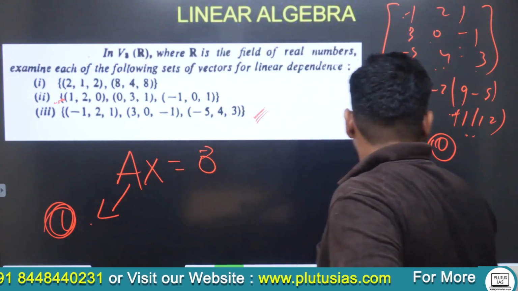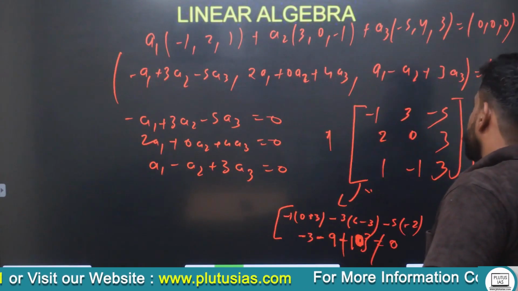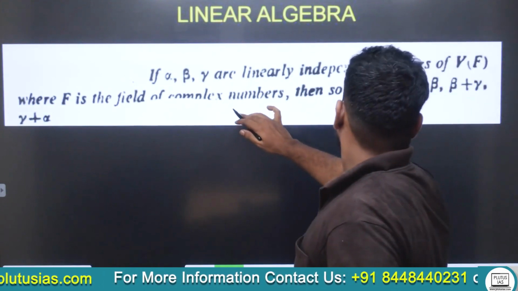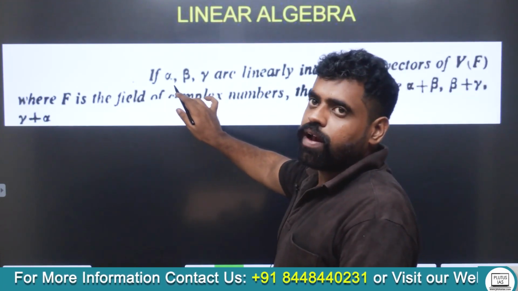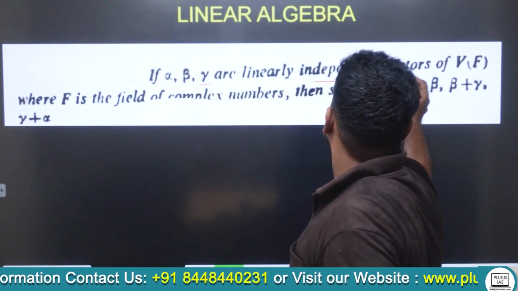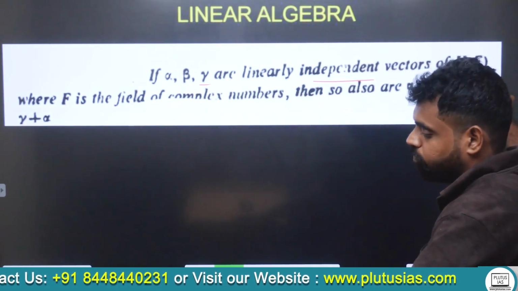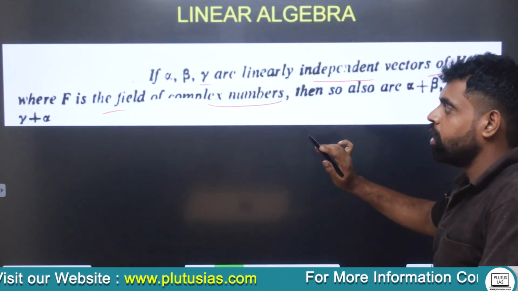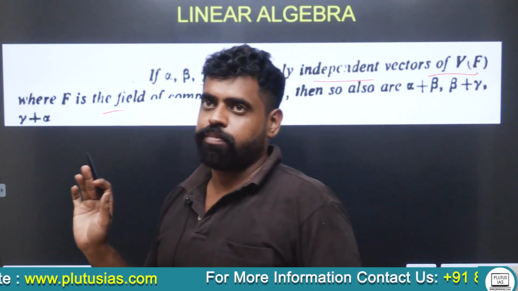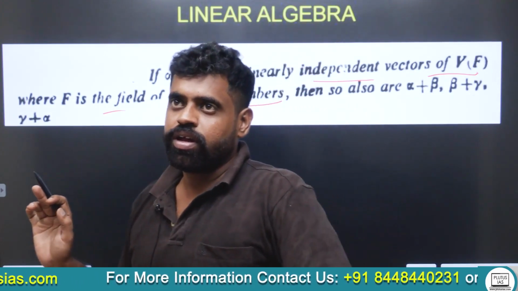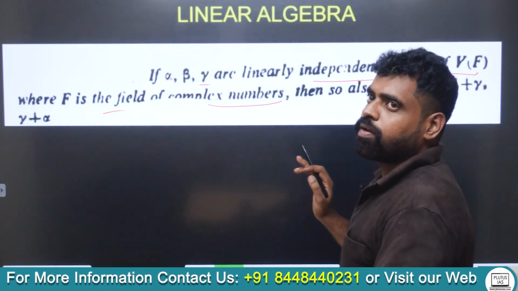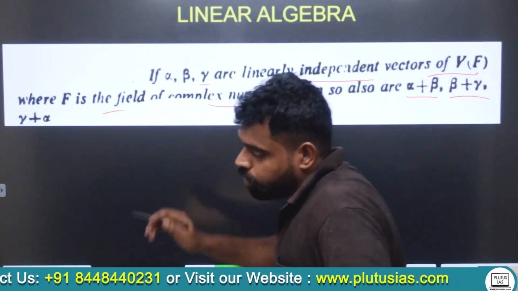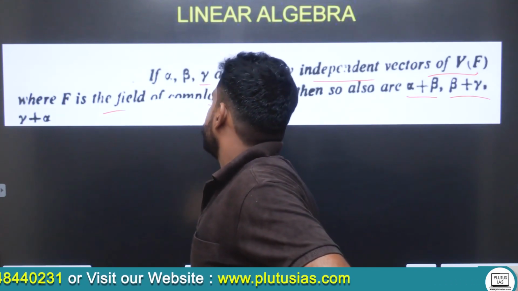Okay, so moving ahead, I have a question for you. I think this question came in the examination. It says that if alpha, beta, gamma are linearly independent vectors of V(F), and F is the field of complex numbers, now that the field has changed, then show that alpha plus beta, beta plus gamma, and gamma plus alpha are also linearly independent.